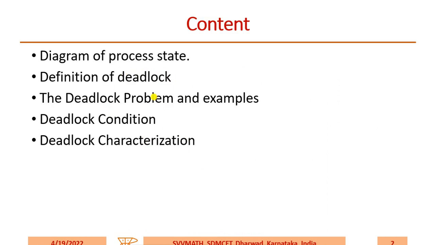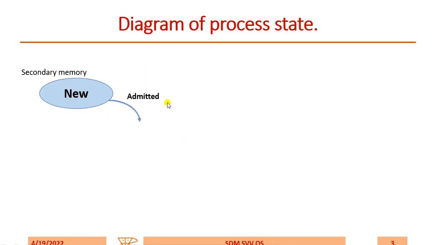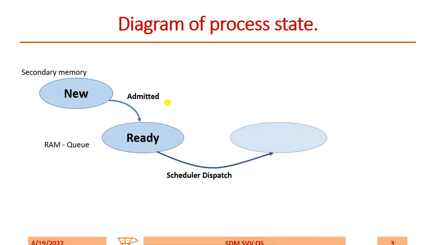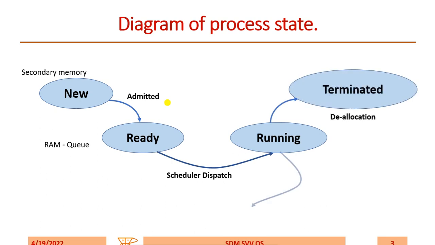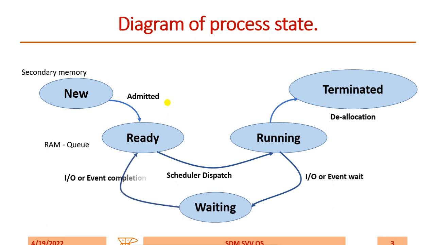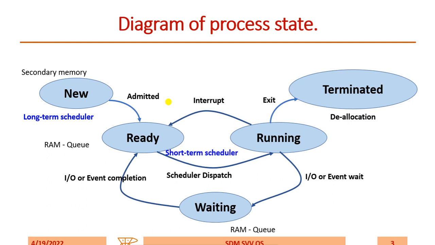So, as I just told, let us revise the process state: it is admitted, ready, selected, running, completed, terminated. If there is a need of IO, it will change to wait state. If it is over, it will come back to ready. If there is an interrupt, it moves from run to ready. Now, try to recall the long-term scheduler and short-term scheduler also.